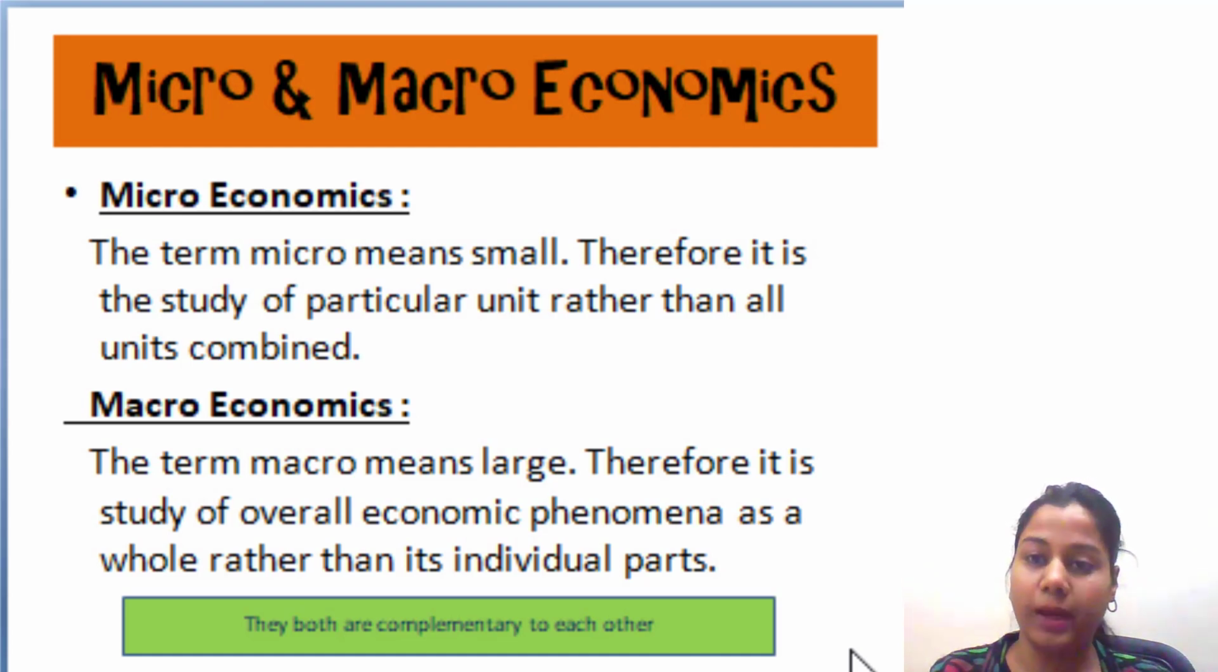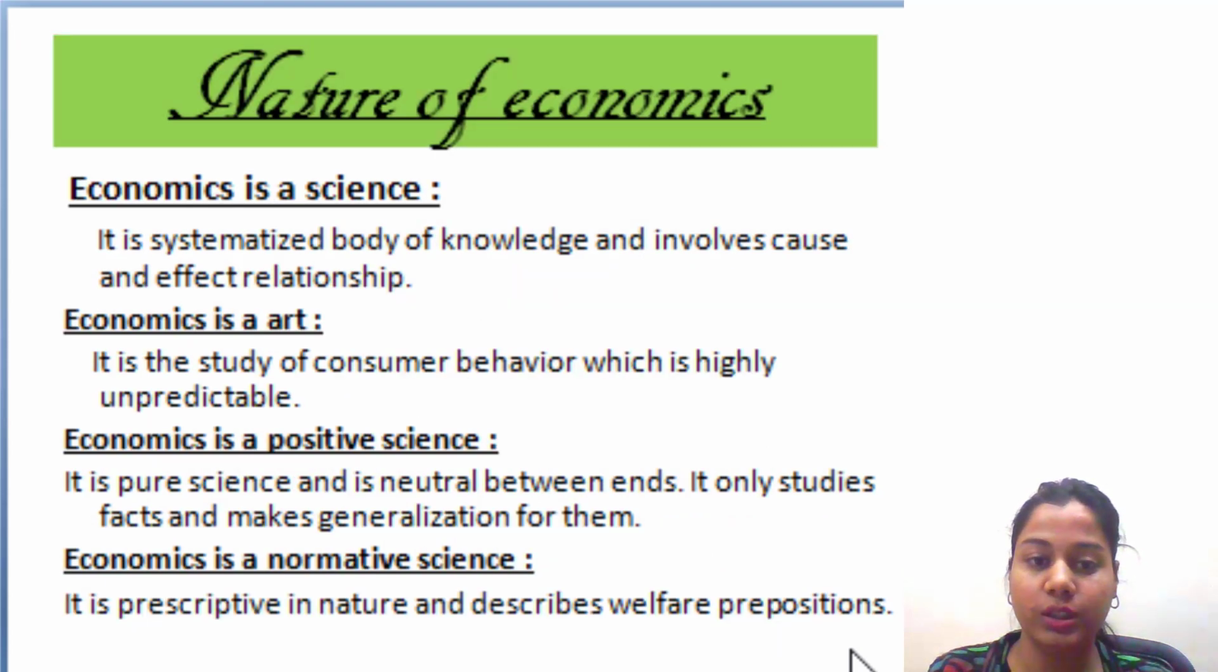The next one is macroeconomics. The term macro means large. Therefore, here we study overall economics as a whole rather than in individual parts. If we define it in simplest terms, for example, if we have a forest, so if we make study of a tree, that will be under microeconomics, and if we study whole forest, then that will be macroeconomics. So they both are complementary to each other.